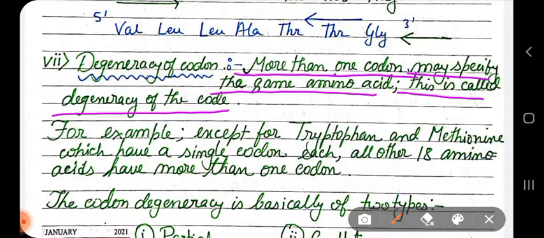Like, except for tryptophan and methionine. Well, tryptophan and methionine have only one codon each. Methionine is only coded by the AUG codon and no other codons. Well, some exception is also there. GUG also codes for methionine at the initial stage of translation. Tryptophan is also coded by one codon, while the other 18 amino acids have more than one codon.